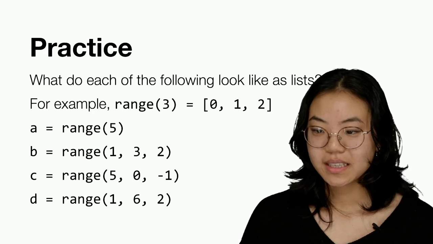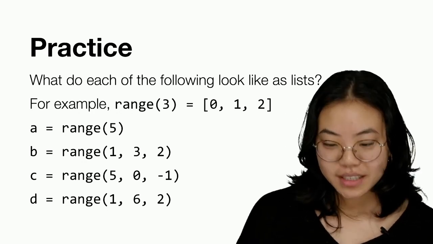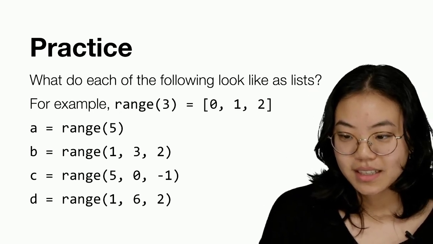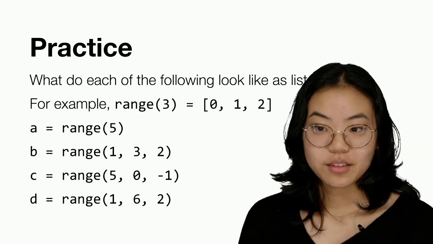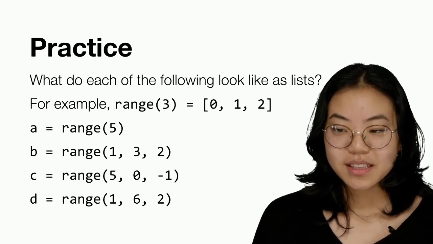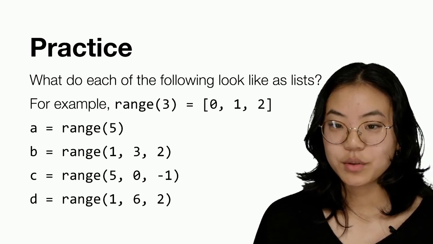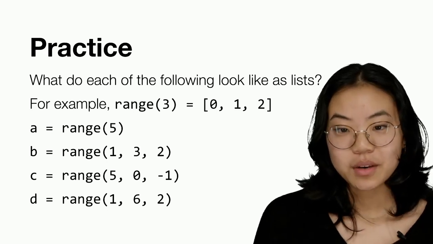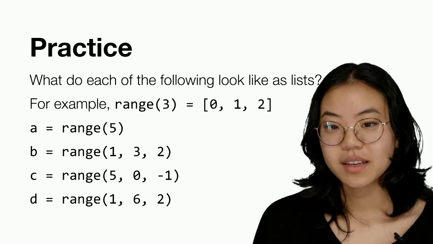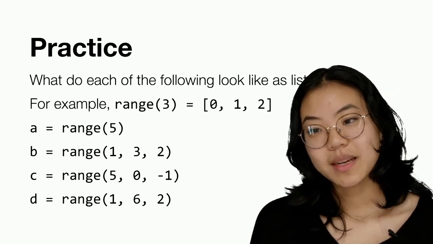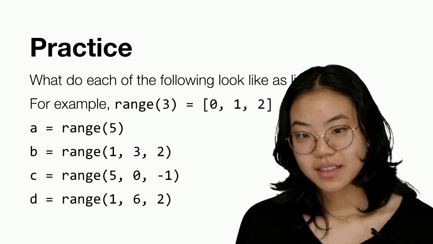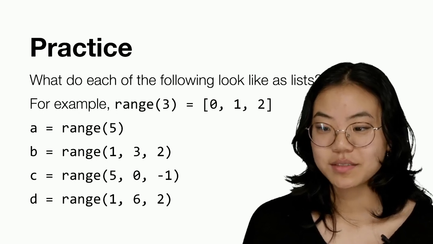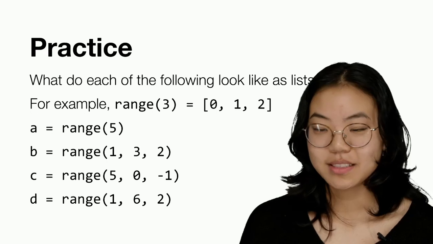For B, this is where it gets a little bit trickier. We're starting at 1. We're going up to but not including 3. And we've specified the step this time as 2. As some people are saying in the chat, our list would include 1, but then on the next increment, we're going to 3, but 3 is outside of our range. So 3 is exclusive. So B would just be a list of 1.